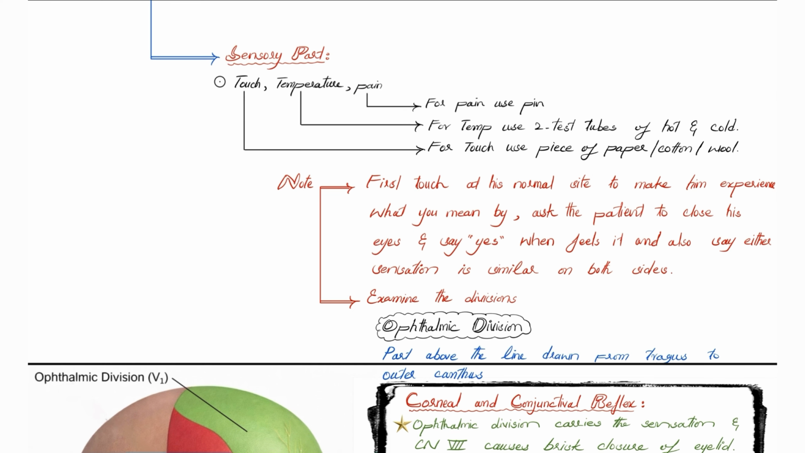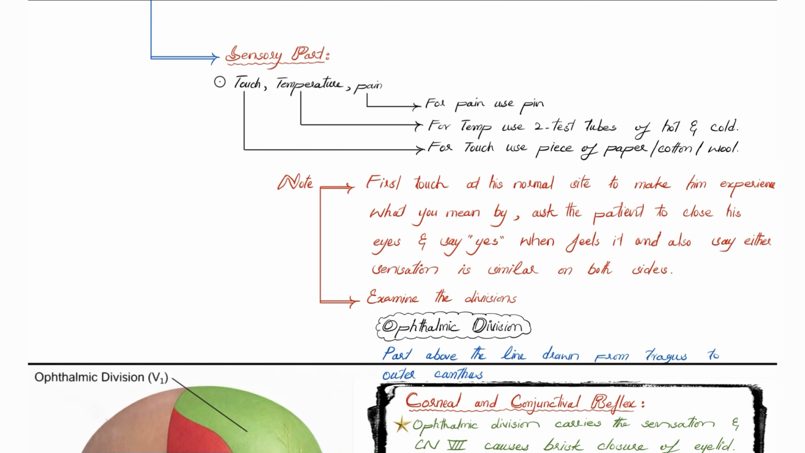Now the sensory part of the trigeminal nerve carries the sensation of touch, temperature, and pain. To examine pain, use a pin. To examine the sensation of temperature, use two test tubes of hot and cold temperature. And for testing the touch sensation, use a piece of paper, a piece of cotton, or a piece of wool.